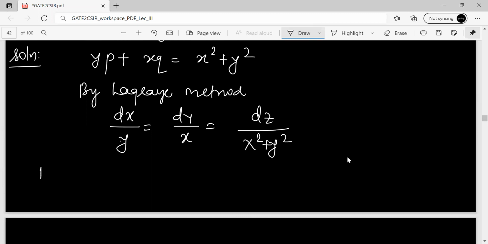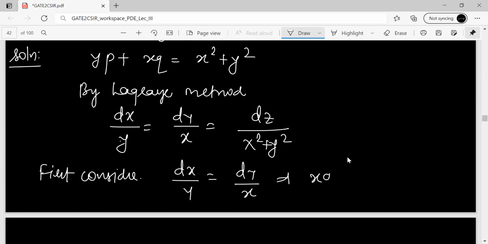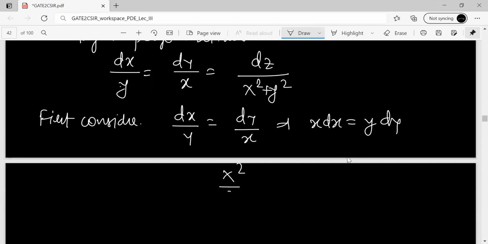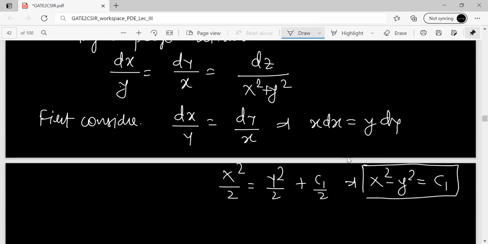First, I'll consider the first two pairs. This is variable separable, so just take x dx equal to y dy. Now simply integrate them, so you get x square over 2 equals y square over 2 plus c1 by 2. So this implies x square minus y square equal to c1. Well, I got one part.